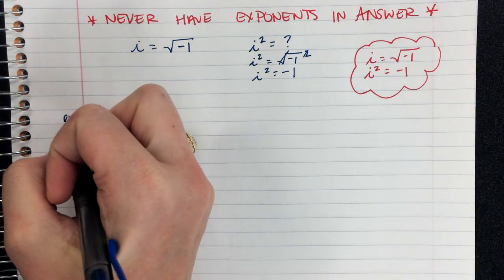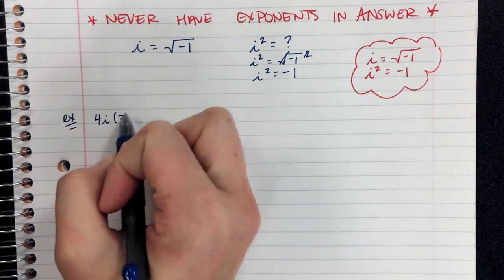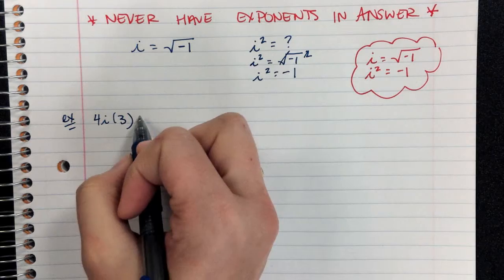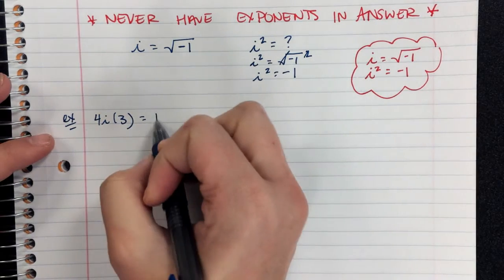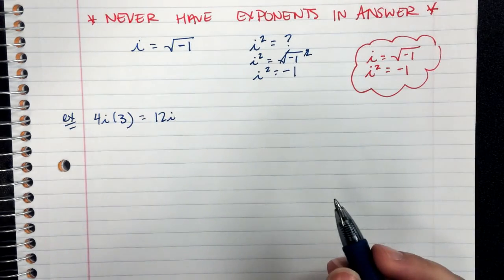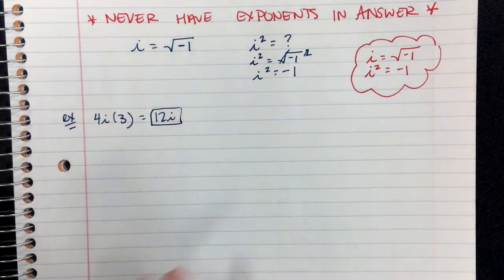So, example number 1 is just going to say 4i times 3. What is 4i times 3? 12i. Does it have an exponent? No. Is it in the correct order? Yes, because there's no real number, so that's your answer.